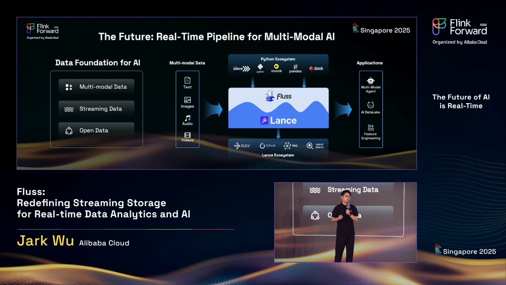So here comes the full picture of the upcoming release of Fluss, evolving Fluss beyond analytics into a real-time pipeline for multimodal AI. It will support ingesting multimodal data in real time, storing multimodal data in streaming format, and streaming converts them into Lance format. From there, you can connect to the Lance ecosystem, including tools like Ray and PyTorch. And with the upcoming Fluss Python client, you can connect to the Python ecosystem like Pandas and Polars. I think it will unlock a lot of use cases like real-time multimodal agents, real-time AI data lake, real-time feature engineering, and more.